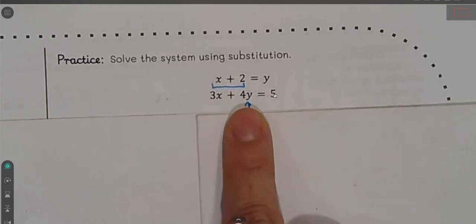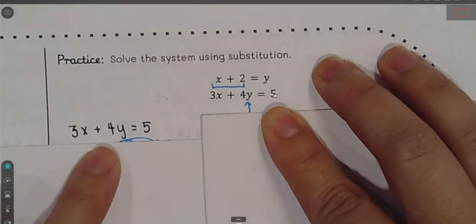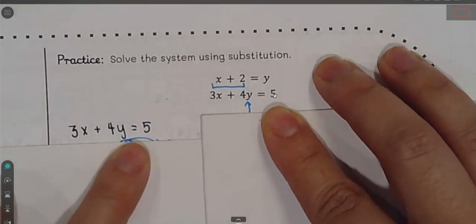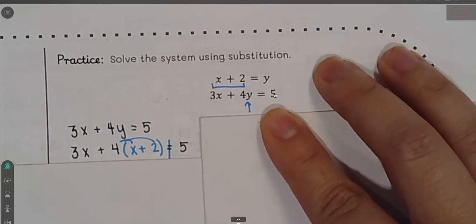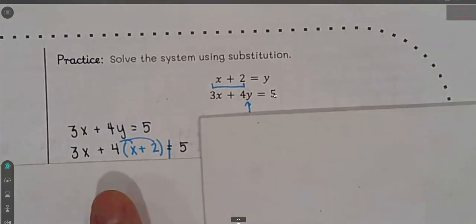I'm going to take x plus 2 and I'm going to plug it into y in my other equation. So here's my other equation. We have 3x plus 4y equals 5. I'm going to replace y with x plus 2. And then I'm going to distribute the 4. Don't forget distributive property. Can you guys take it from here? Let me know what x equals. When you have it, hold up your board and I'll give you a point.